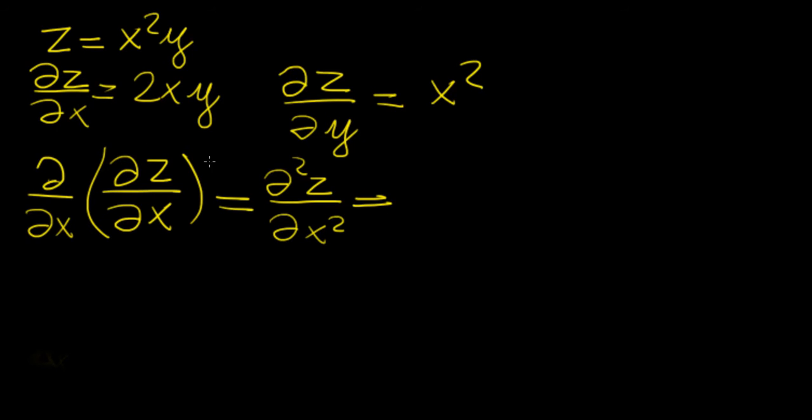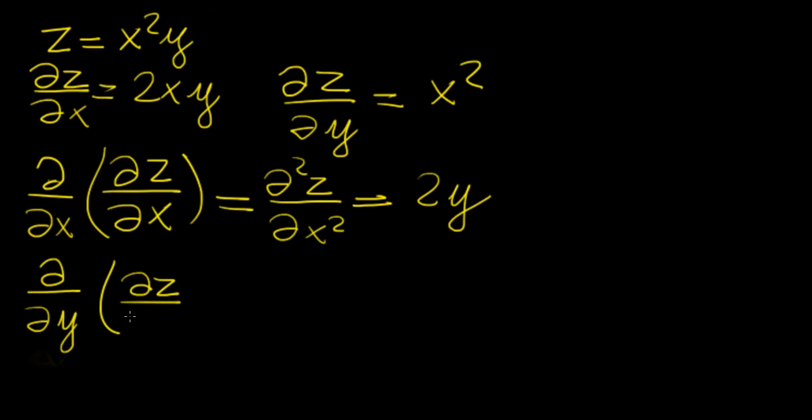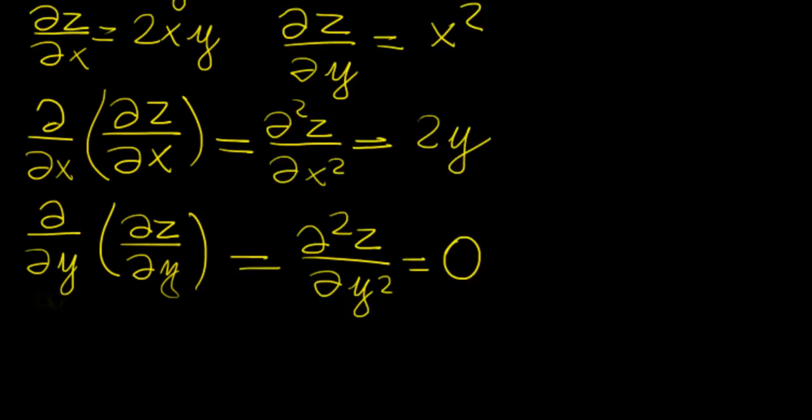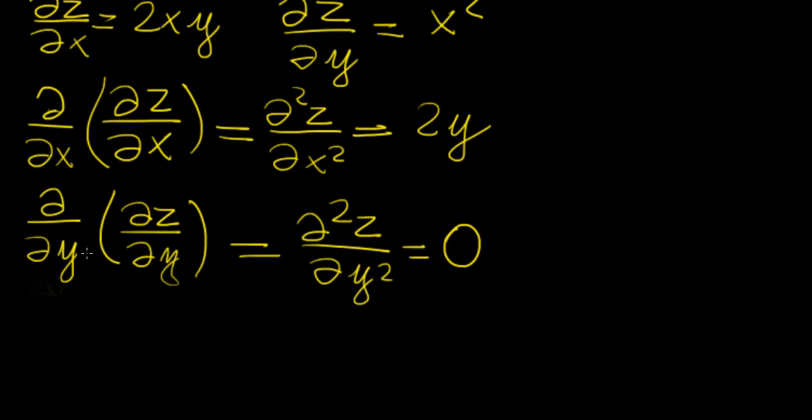So what happens when we differentiate this again? We're going to get 2y. And how about this one? Let's apply the y differential operator to this once again. So this is the same as saying second derivative of z with respect to y. And that's just going to be 0 because this is just a function of x. So that's 0.